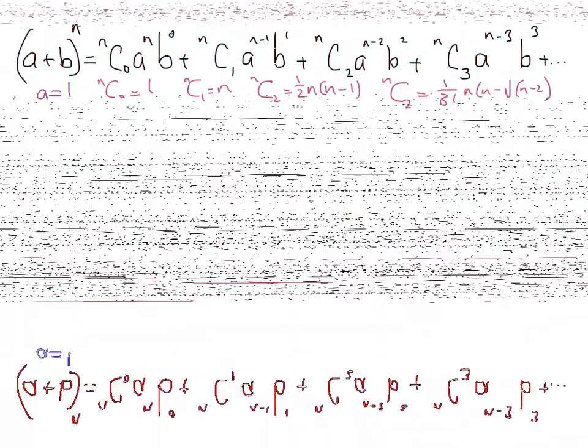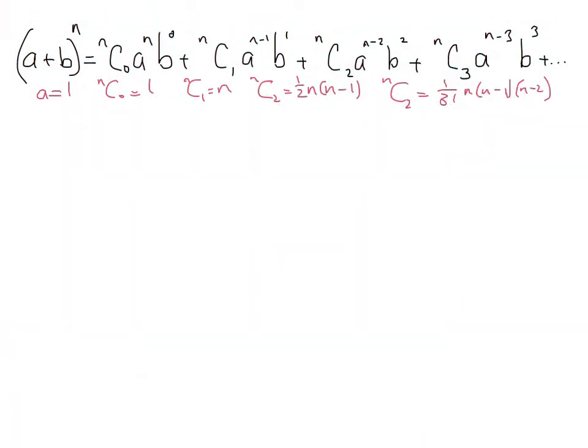Well, it says 1 plus y to the n equals n choose 0, which is 1. A to the n is 1. B is going to be y. B to the 0, sorry, is y to the 0, which is 1. So 1 plus n choose 1 is n. A is now 1, so a to the n minus 1 is 1. B is y, so n y, plus n choose 2, a half n, n minus 1, and then b, which is y squared. And then n choose 3 would be 1 over 3 factorial, n, n minus 1, n minus 2, and then it will be y cubed plus, and so on.